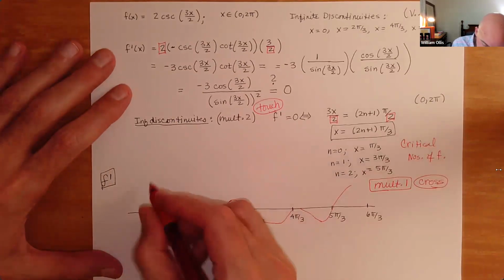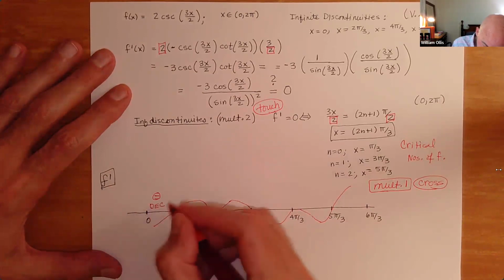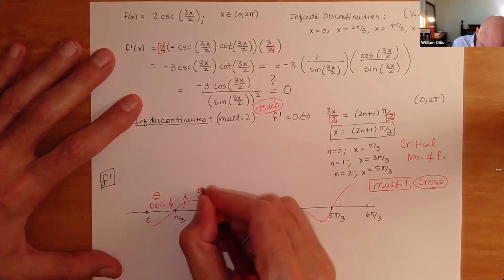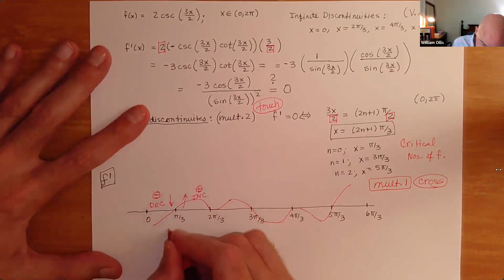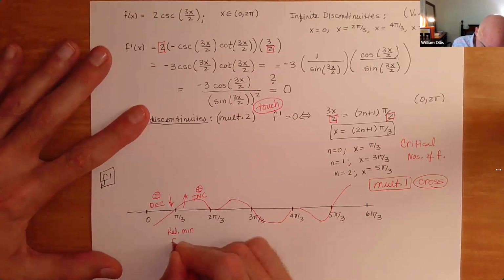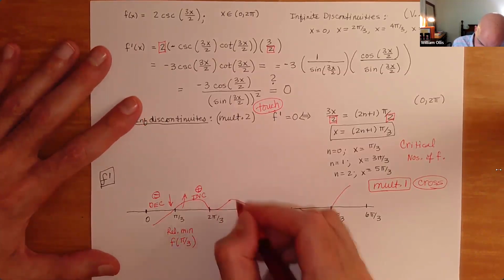So now we have negative, or decrease. So we have decrease and then increase. So plus, increase. So this gives us what? Relative min. F, we already know what it is. We don't have to compute it. F of pi over 3. And then, of course, infinite discontinuity.